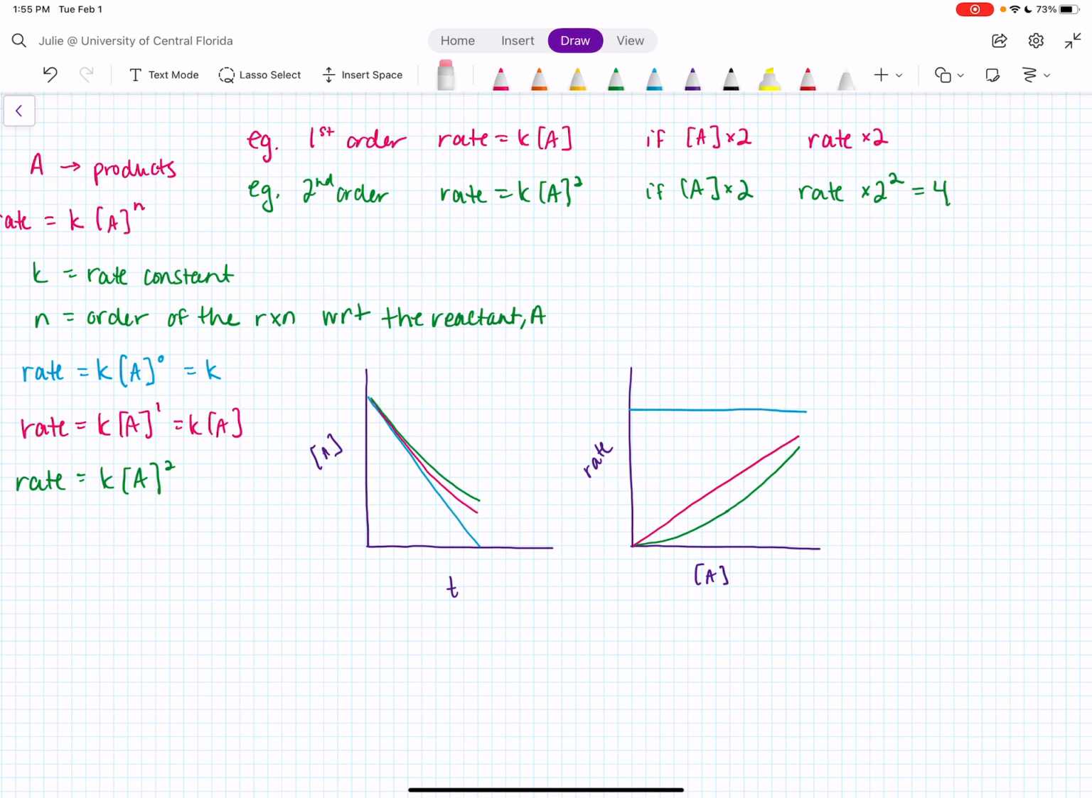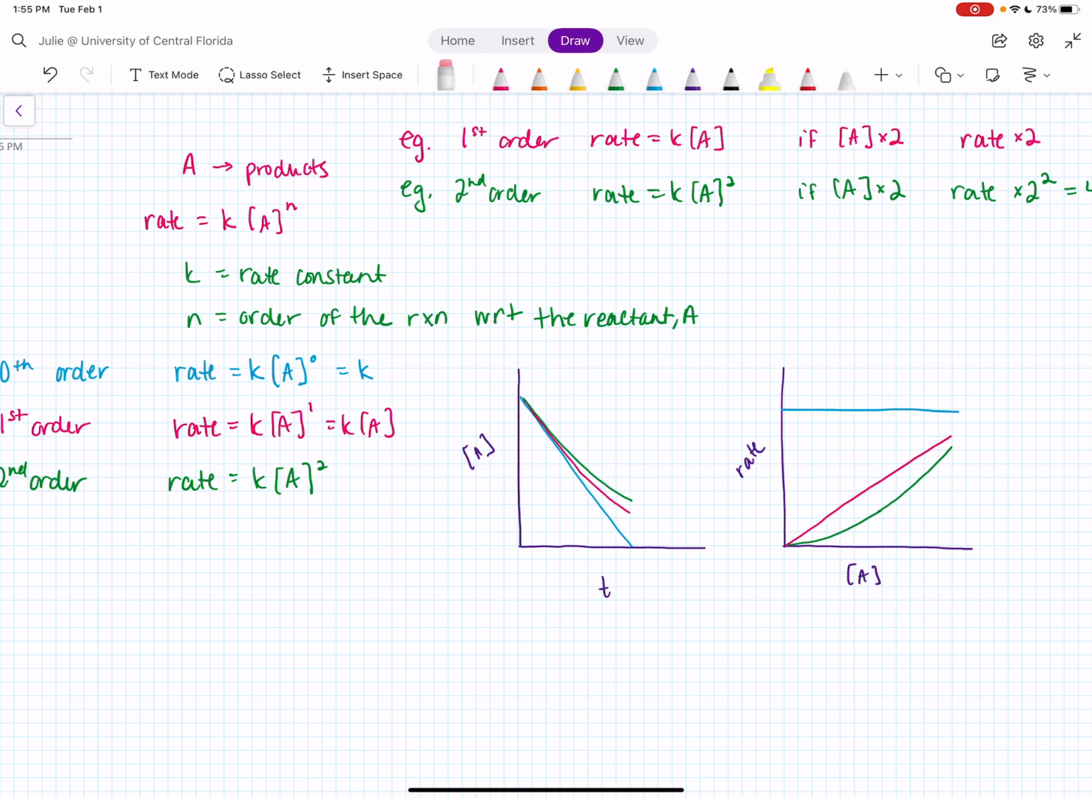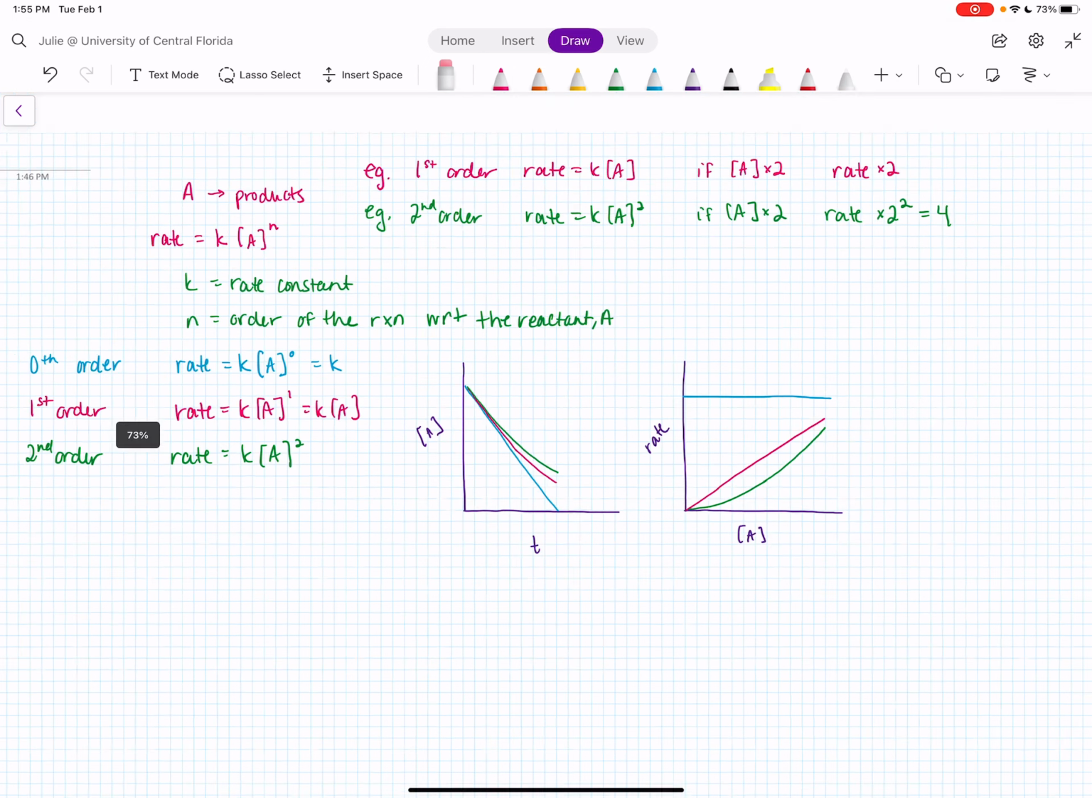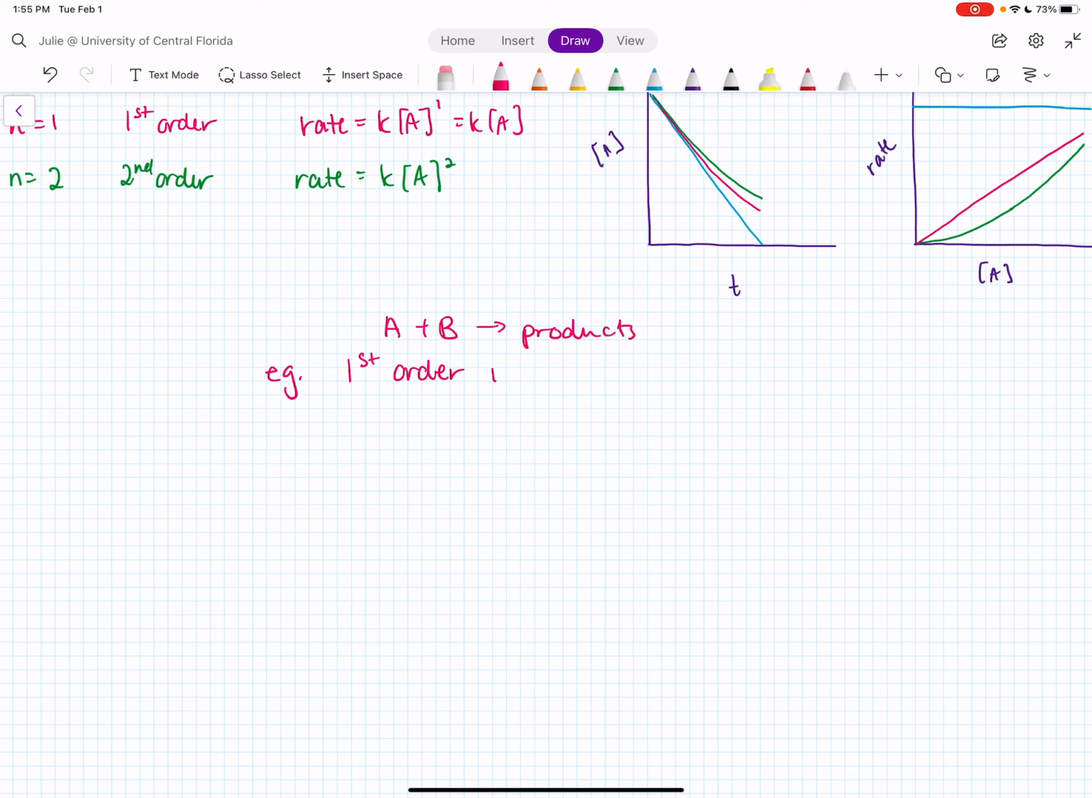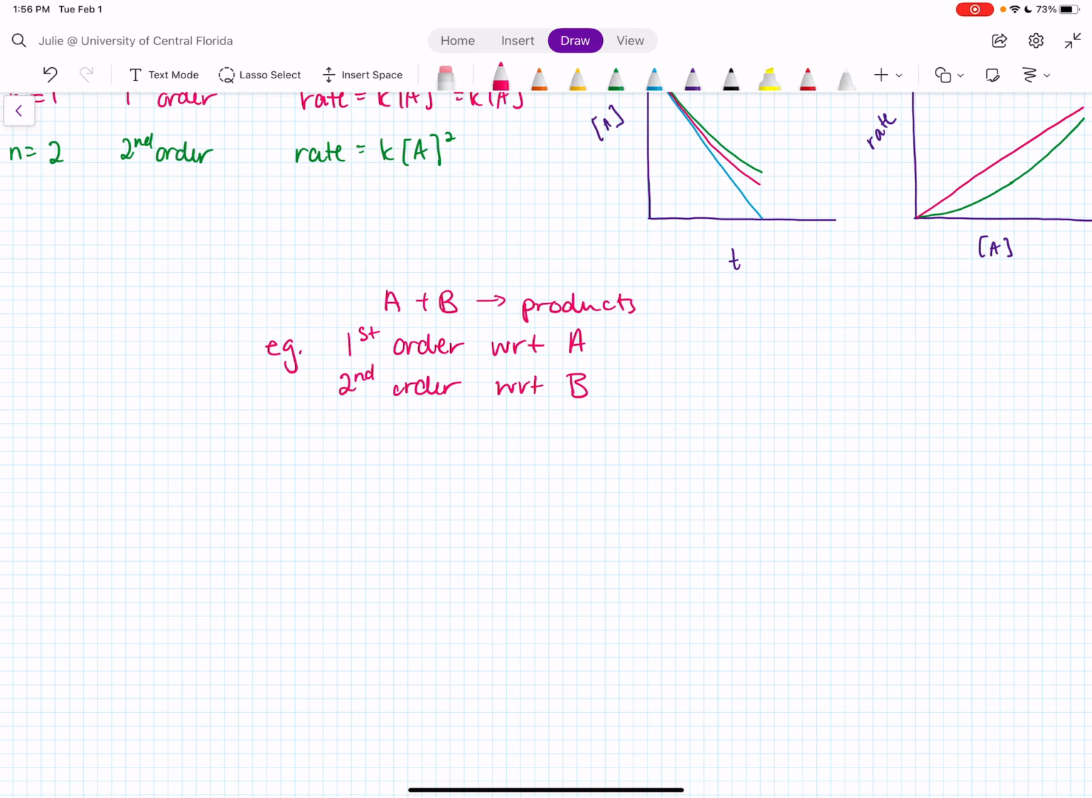Okay. All right, one more kind of scenario before we end the video. What if we have 2 reactants? All right, let me go down here. What if we have A and B coming together to form products? And in this example, the reaction is first order with respect to A and second order with respect to B. First, pause the video and see if you can write the rate law.